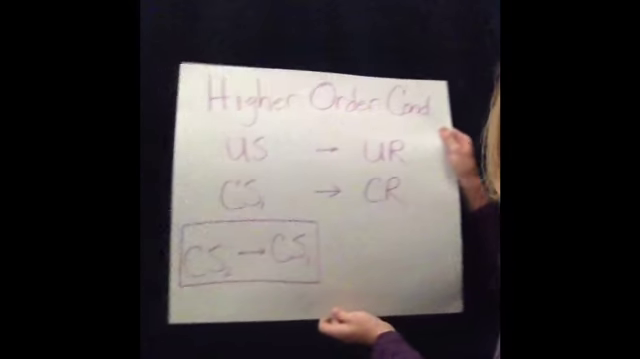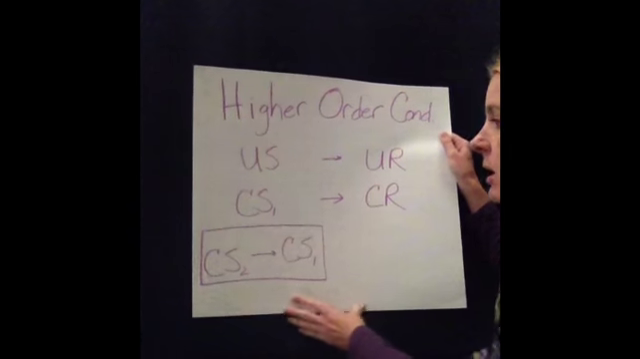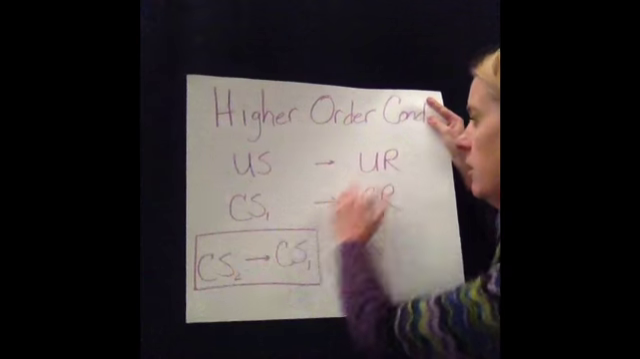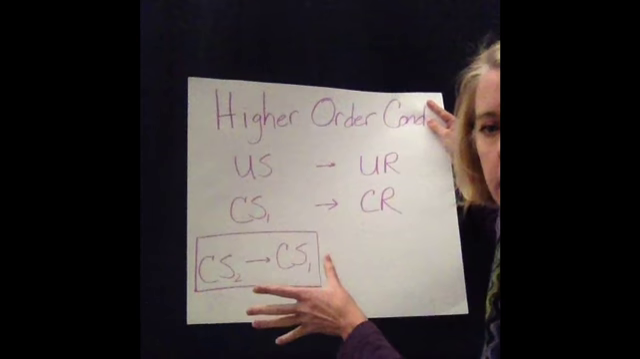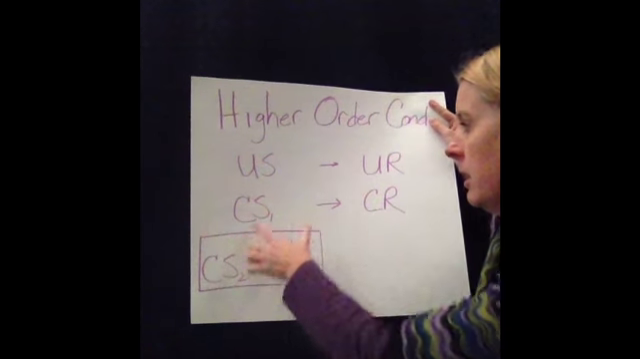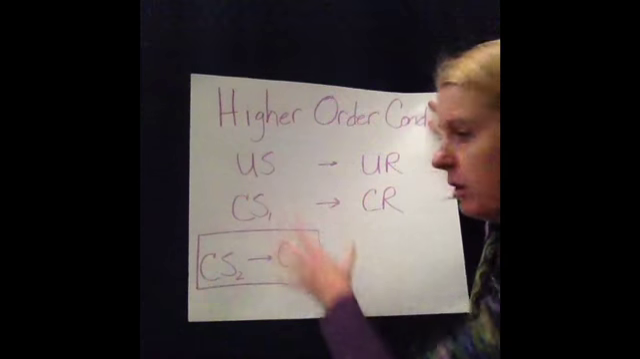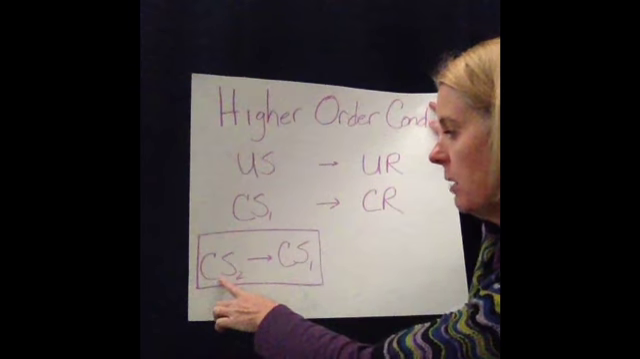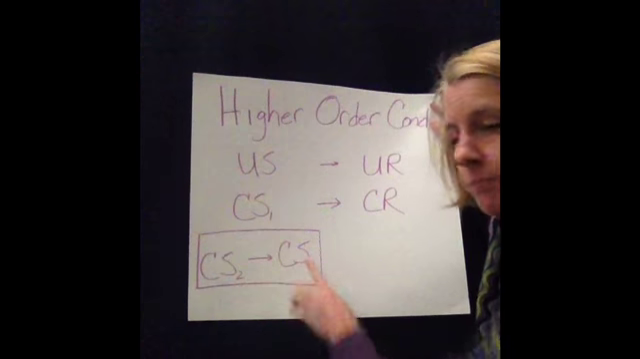All right, so the first one we're going to do is called higher order conditioning. Now, what you have here is your basic classical conditioning setup, and then you add on to it. You know how the CS is like a predictor for the US? We now are going to add on a second CS, which becomes a predictor for the first CS.